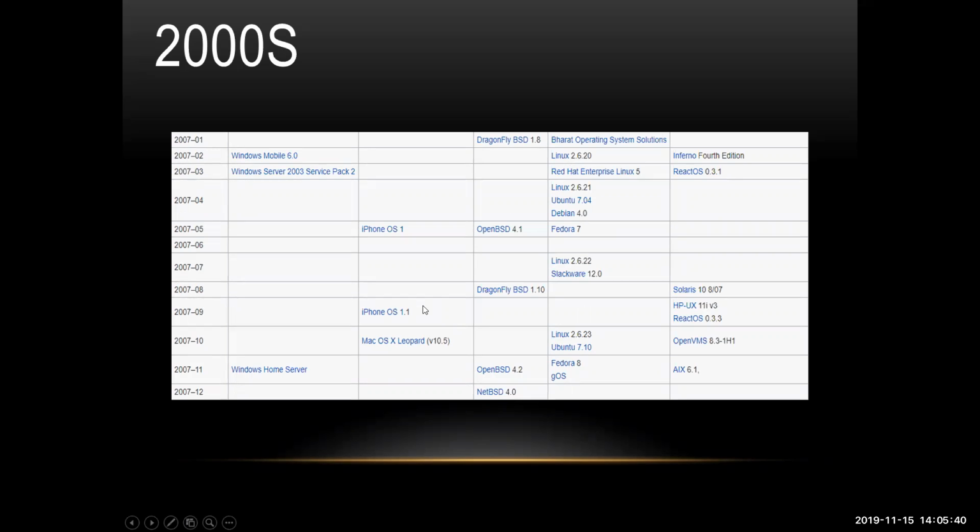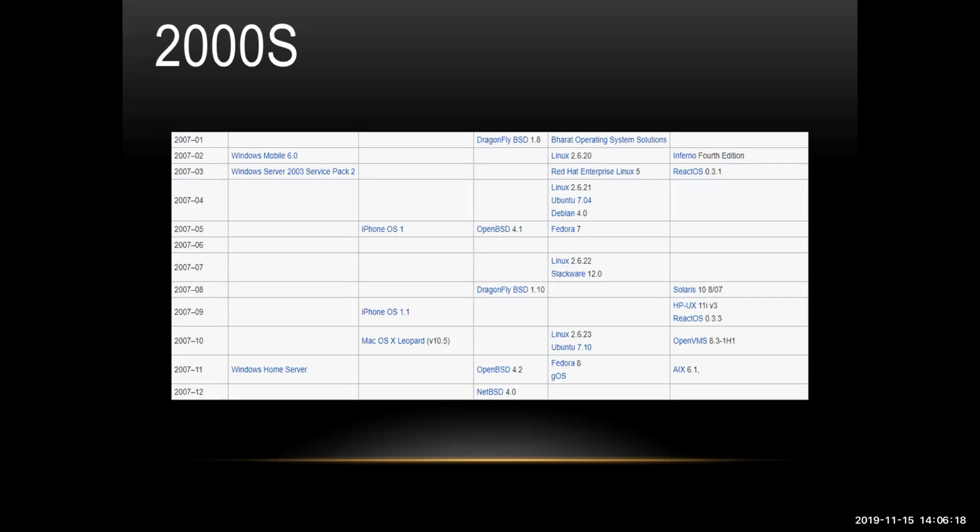And then year 2007, we had DragonFly BSD and Bharat operating system solutions. We also had Windows Mobile 6.0, and then Linux 2.6.20, and then the Inferno 4th edition. And then March, we had Windows Server 2003 Service Pack 2 and Red Hat Enterprise Linux 5, together with ReactOS 0.3.1. And then April, we had Linux 2.6.21, Ubuntu 7.04, and Debian 4.0.